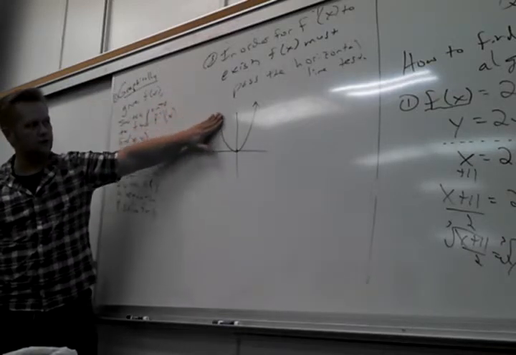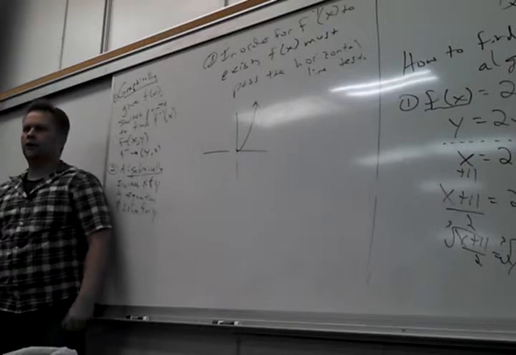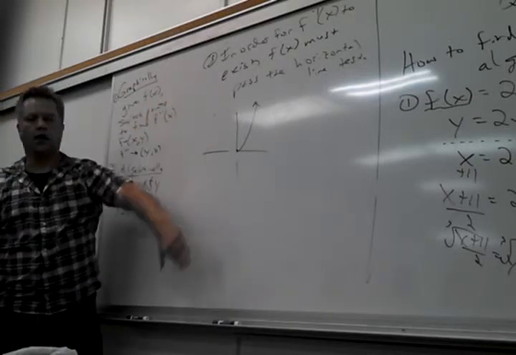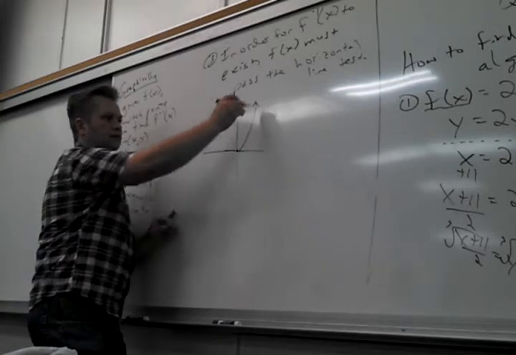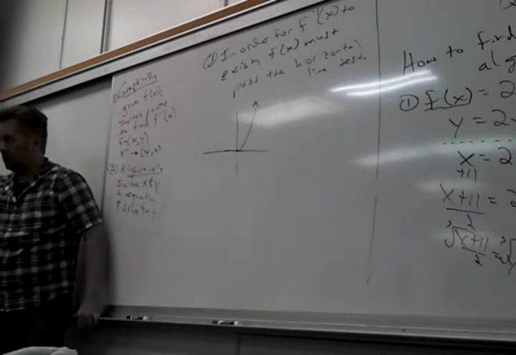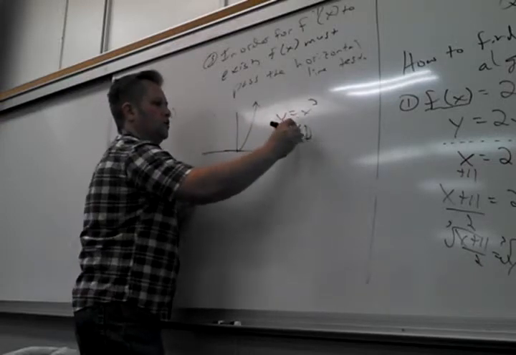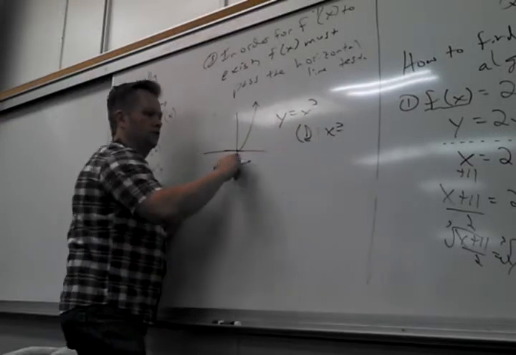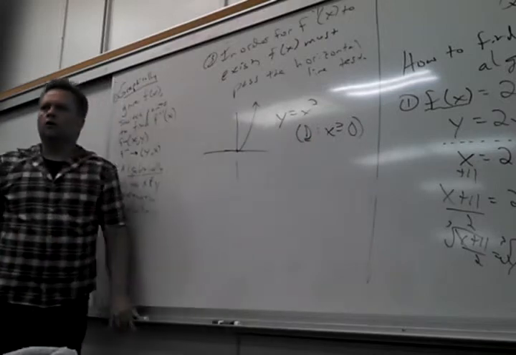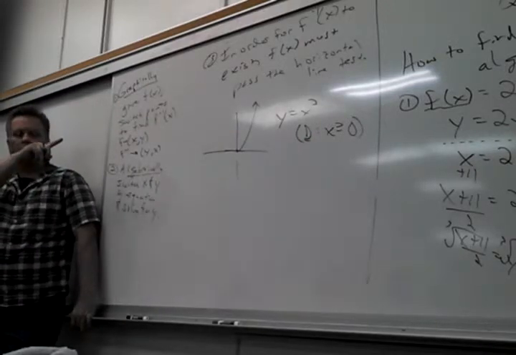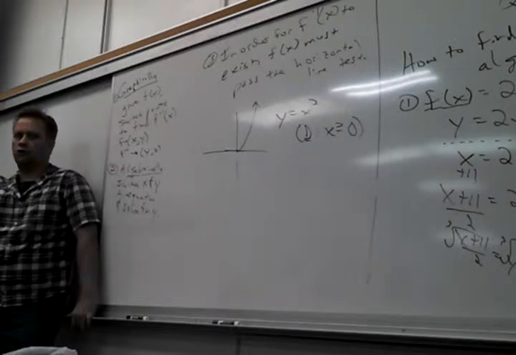So I'm some kind of god, and I reach down and grab it in half. Now I've got this. Does it pass the horizontal line test? Yes. So this is y equals x squared, but the domain would be x greater than or equal to zero. If I restrict the domain, the inverse of this would be the square root of x.